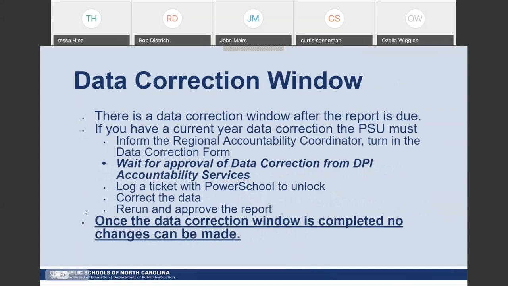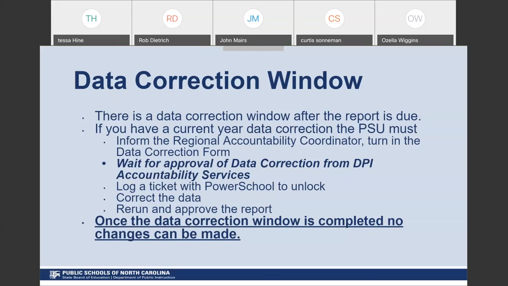At a correction window, I do want to spend a little bit of time talking about this portion. There is a data correction window after the report is due. So the report's due June 30. And this is really after the final graduation data verification, which is due July 20th. So you're doing your data correction, and I believe the data correction window usually is from September 1 to October 1.